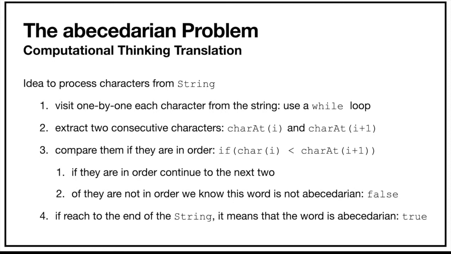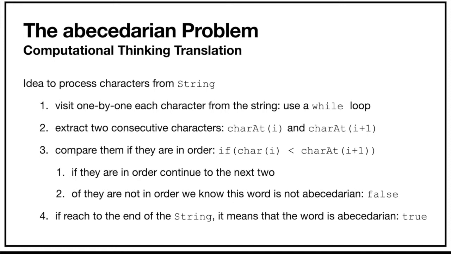Here I just put a while. I will give you different solutions. I will give you also the for solution. But a while loop is probably the easiest way just to identify right away. Extract two consecutive characters. So here we're going to use the power of the charAt.